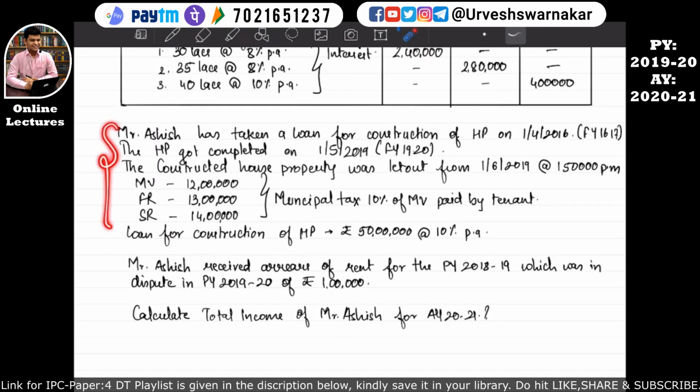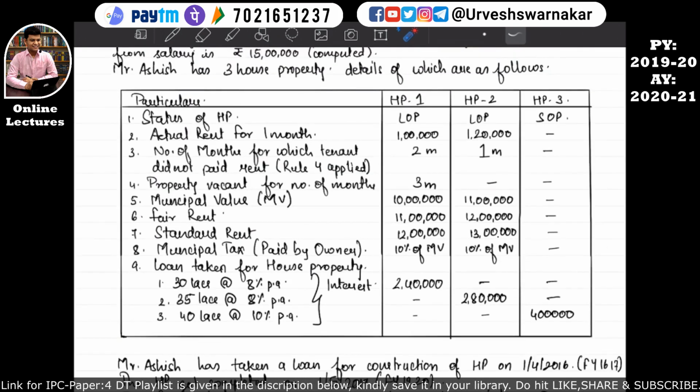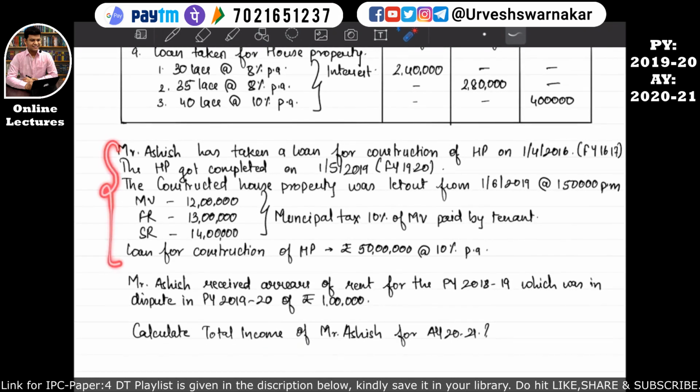I hope this is quite clear to you. So here a new detail of a house property is given. Basically, earlier there were 3 house property details given, but here again a new house property detail is given. So what is that? Let's understand it.